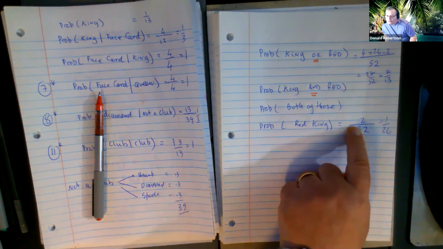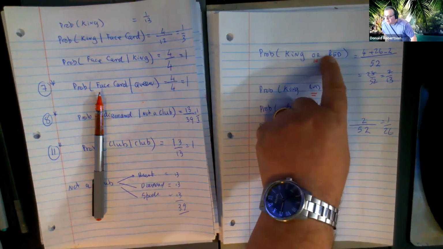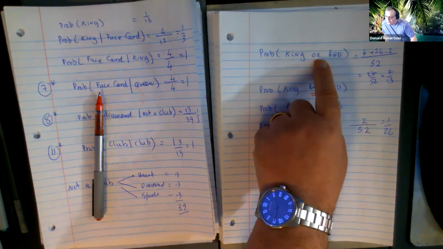That's typically a very small number. The "or" is one of them or the other. And when you do those, be on the lookout for double dipping.